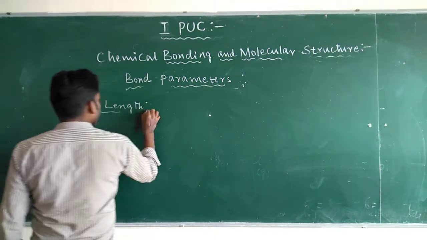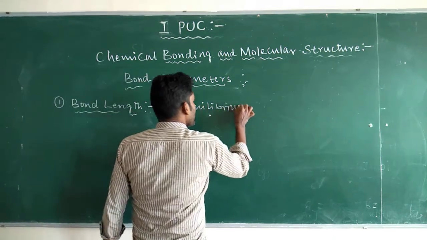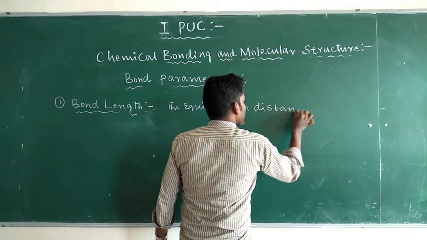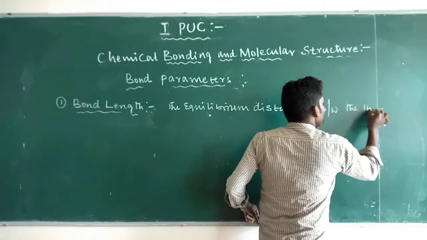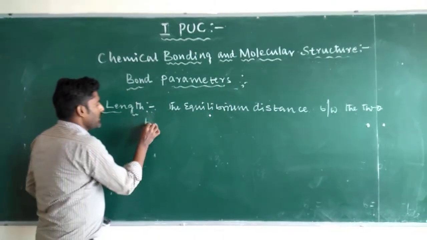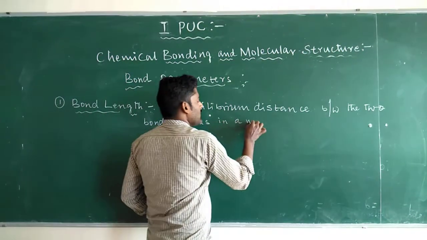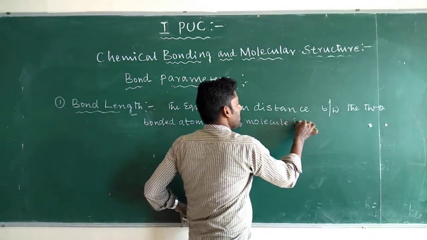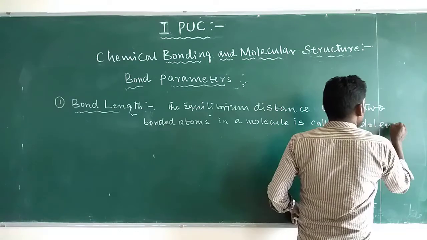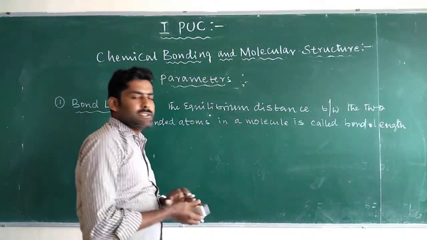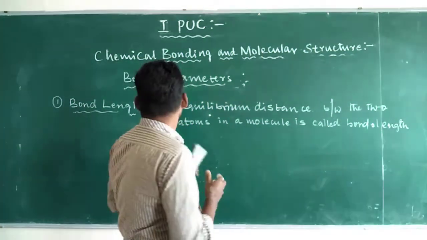The equilibrium distance between the two bonded atoms in a molecule is called bond length, the length of the bond.